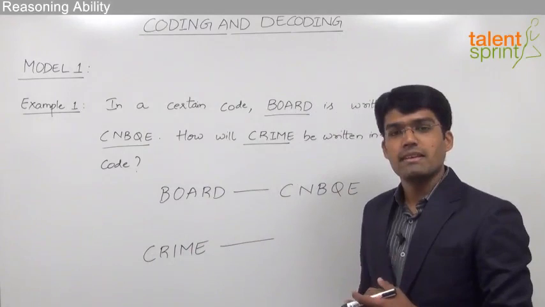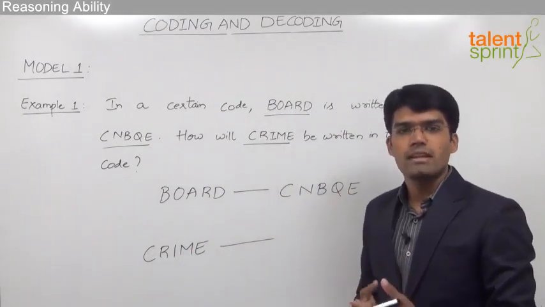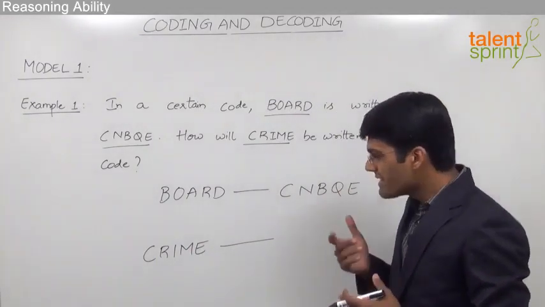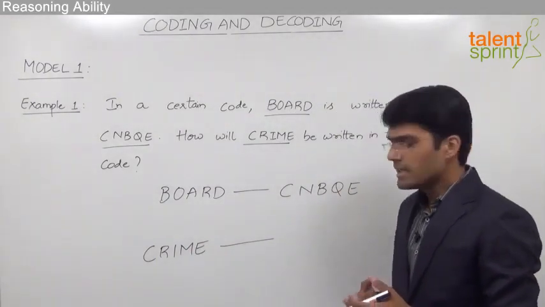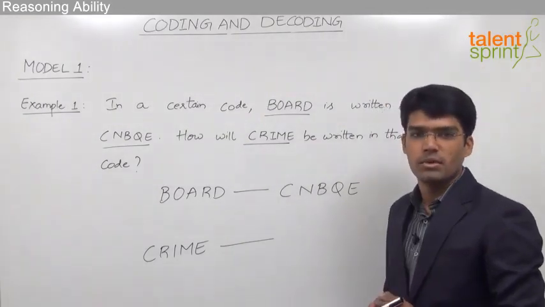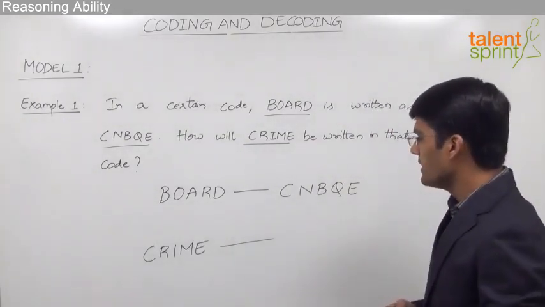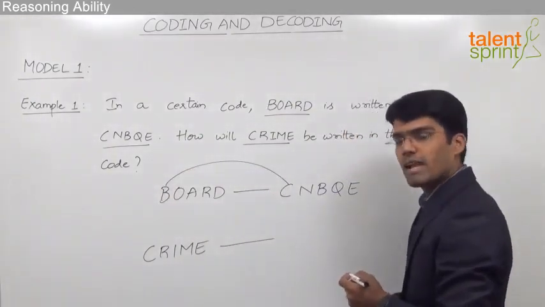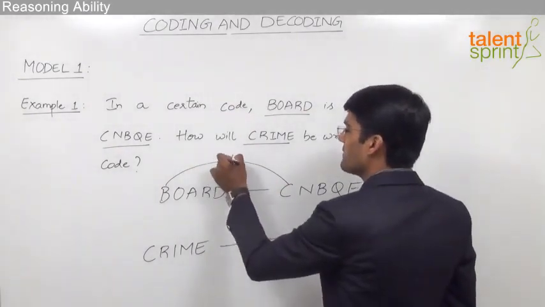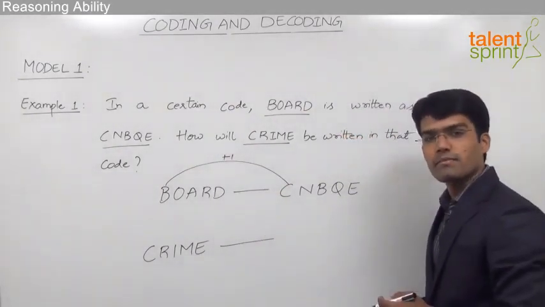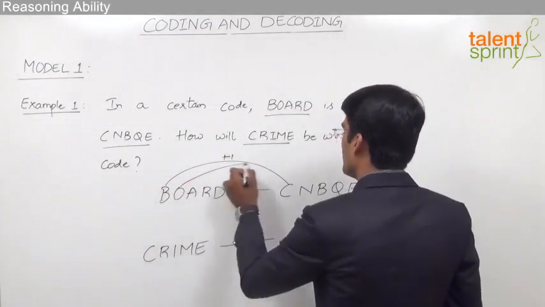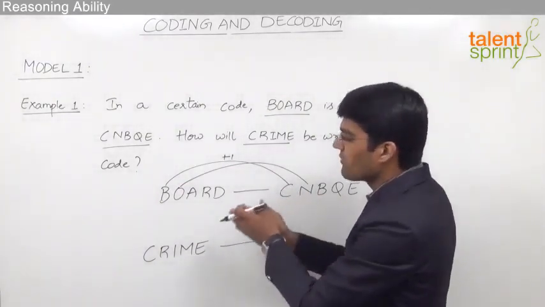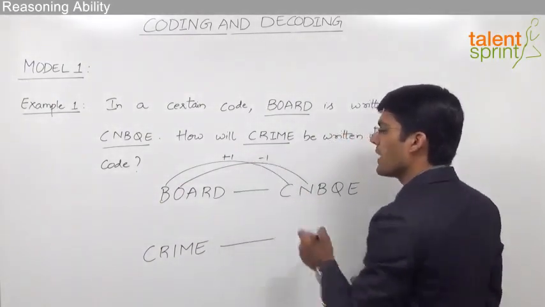As I've already mentioned, there are infinite ways of coding a particular word, and it is completely based on perception. So what we need to do here is just try out different cases and find out the logic behind this coding. Now if you look at the word board, the letter B is taken as C, and if you go by alphabetical order, we can understand that this is shifting by one place in the forward direction. If we take the second letter O, it has been taken as N, and as per the alphabetical order, this is one letter before O, so it can be taken as -1.